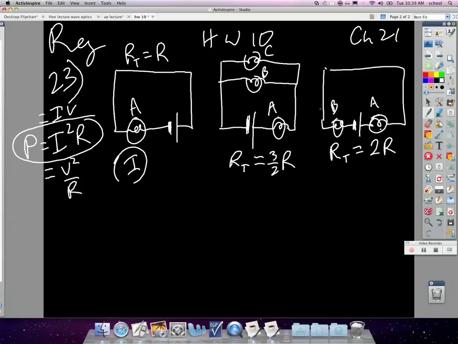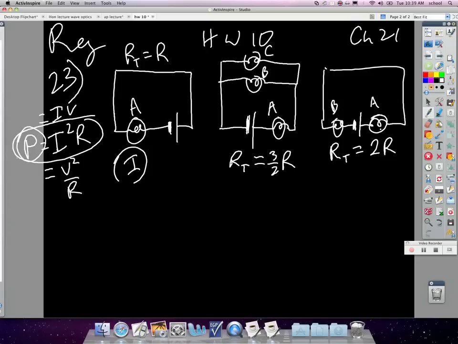Well, no, we're saying P is the variable. That's the thing that's going to change. It's a dependent variable, right? And we're saying that the individual R's for everything are the same. So what is the thing that's going to determine the brightness? It's I, right? So I is what determines the brightness.